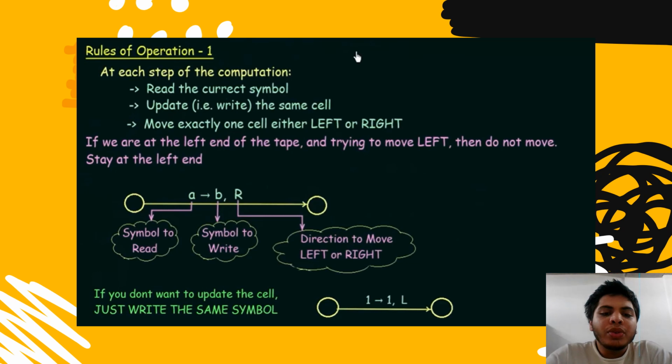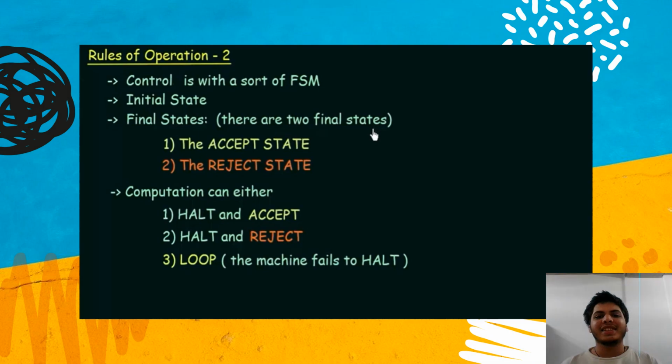Now let us go to the second set of rules of operations. Coming to the second set of rules of operations, the first point says the control is with a sort of finite state machine. So this was the first thing that I showed you when we started, 2 slides back, with the diagram. As I told you, the control or the program is with some sort of finite state machine. It may not exactly be a finite state machine, but it is something similar to an FSM or a push down automata. And then we have our initial state as usual.